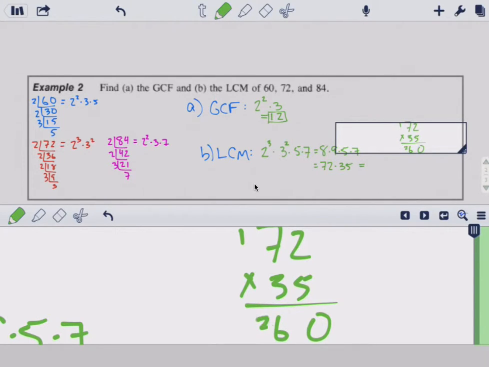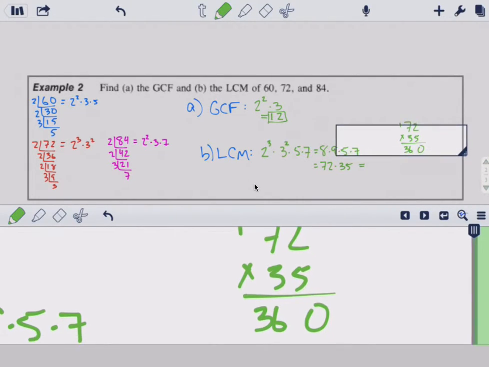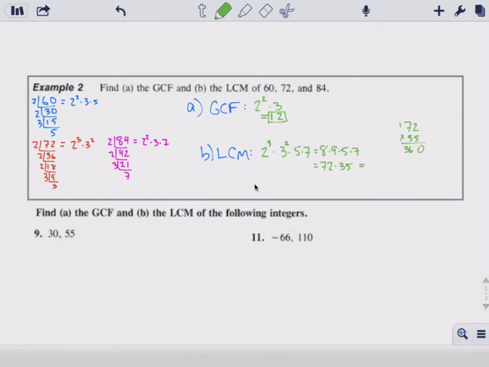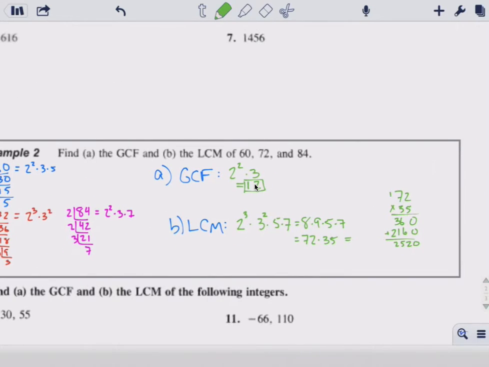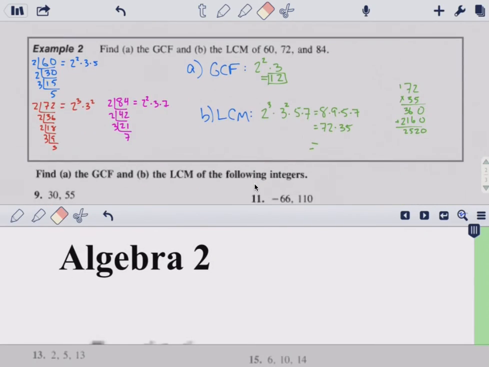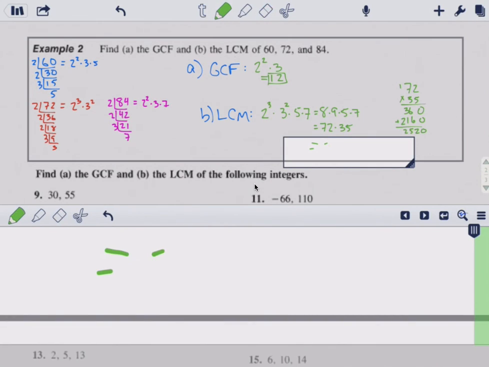5 times 7, 360 is 35 plus 1. And then 3 times 2 is 6. 3 times 7 is 21. Okay, and so I add those together. I get 0, 2, carry the 1, 5, 2. 2520 is my LCM. Okay, so I'm going to write that a little bit nicer. 2520. That's the LCM.